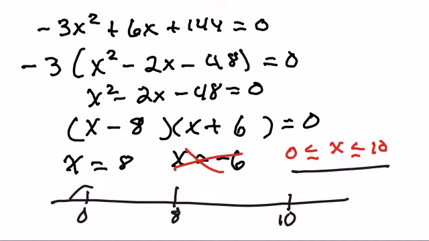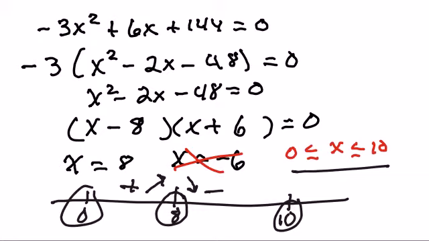I'm going to use a test value of 0. You take 0 and plug it back into your derivative. When you do that, you end up with 144, which is positive, and that means my original function is increasing on this interval. Then I'm going to plug 10 in as my second test value. When you plug 10 in, you end up getting a negative value, which means it is decreasing. So I'm going to have a maximum value at 8.